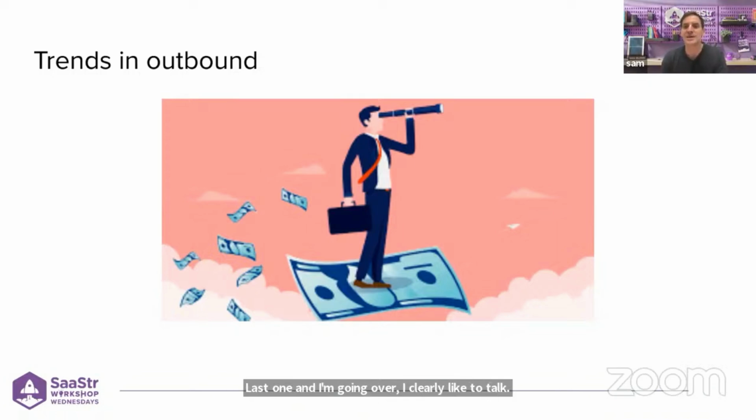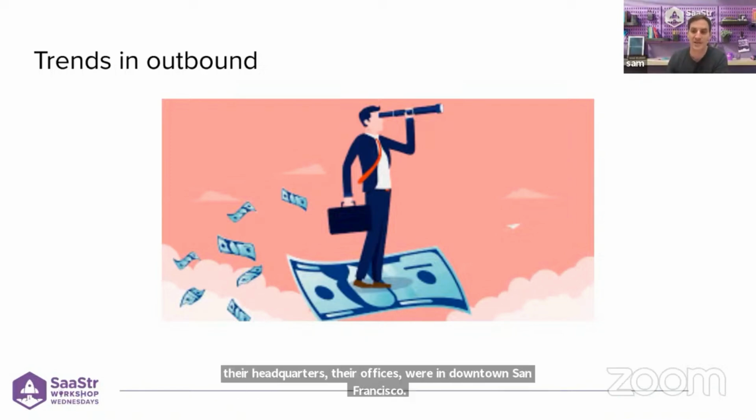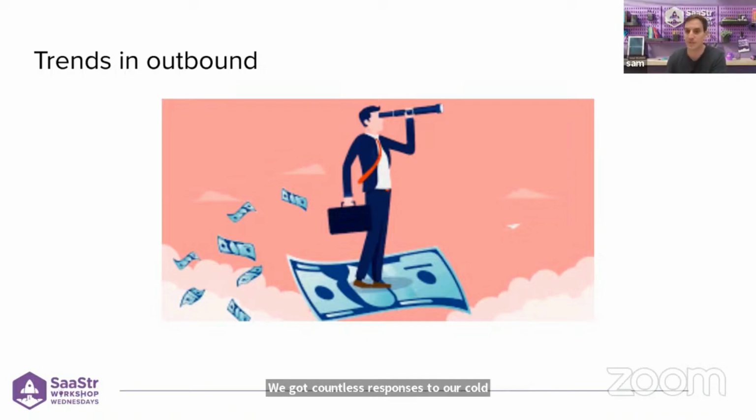The last one is combining outbound with some brand tailwinds. Examples here at Brex, we put billboards up all over San Francisco when we launched the product. We specifically targeted companies whose headquarters, whose offices were in downtown San Francisco. We got countless responses to our cold outbound emails that were like, we see your billboards everywhere. And they don't reply if we aren't trying to take advantage of the billboard investment that we made.